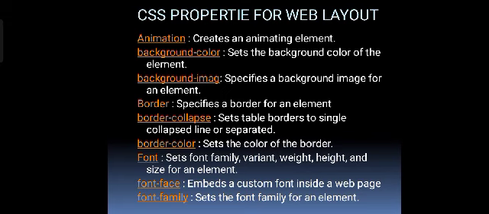Background color, which is used to set the background color of the element. Background image specifies a background image for an element. Next is border. Border is used if you want to set a border around a text. Border collapse. Border color, if you want to set the color of a border. Next is font. Font sets font family, variant, weight, height, font size and many different things. Font face, font family.